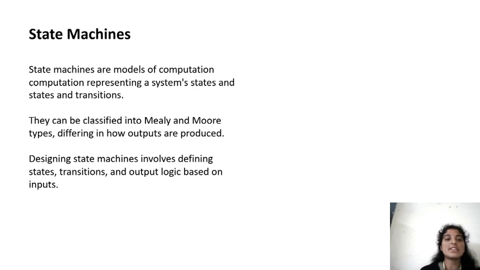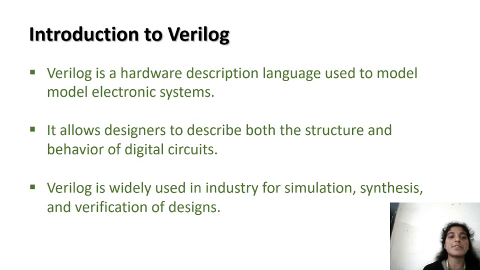State machines. State machines are models of computation representing a system's states and transitions. They can be classified into Mealy and Moore types, differing in how outputs are produced. Designing state machines involves defining states, transitions, and output logic based on the inputs.